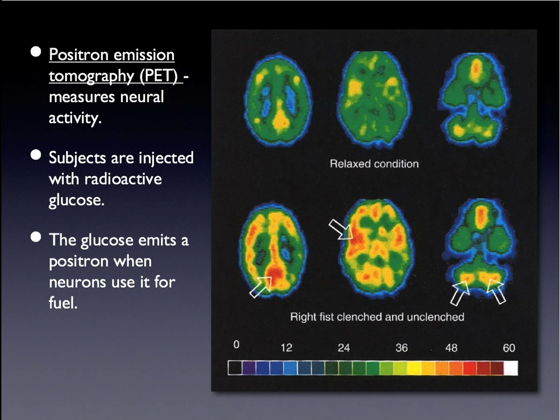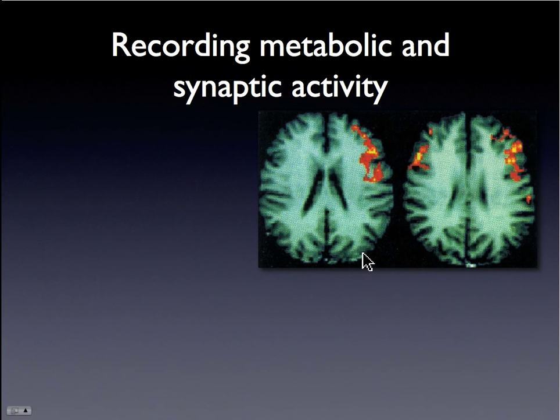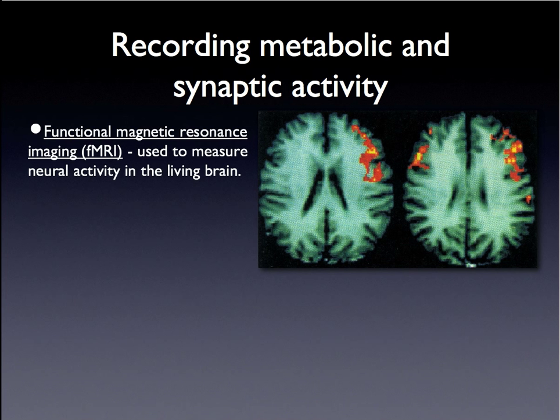And so you can detect activity using a similar type of paradigm. Here a subject is just clenching their fist, and you can see which parts of the brain light up when they're doing that. But same logic as autoradiography.